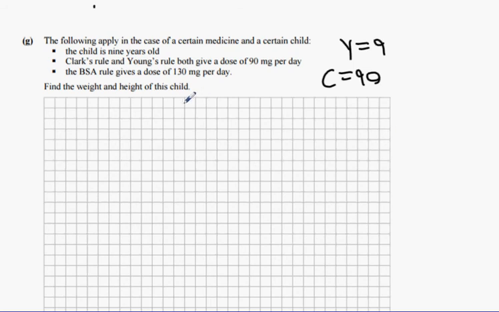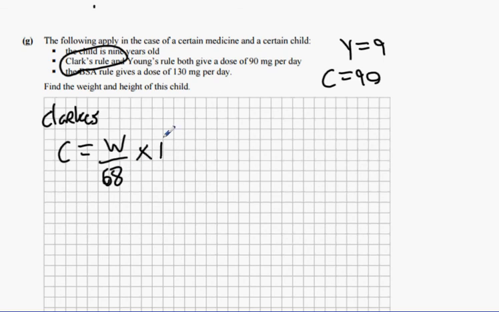Okay, what I'm going to do first is I'll start off with Clark's rule. And I have to go all the way back to the very first question. To get marks for this, to even get attempt marks for this, just label the rule and write down the rule they asked for. Okay, Clark's rule. C is the weight of the child divided by 68 multiplied by the adult dose. Okay, the C value is 90. The weight we don't know, but what do we know about the adult dose? The adult dose is what?